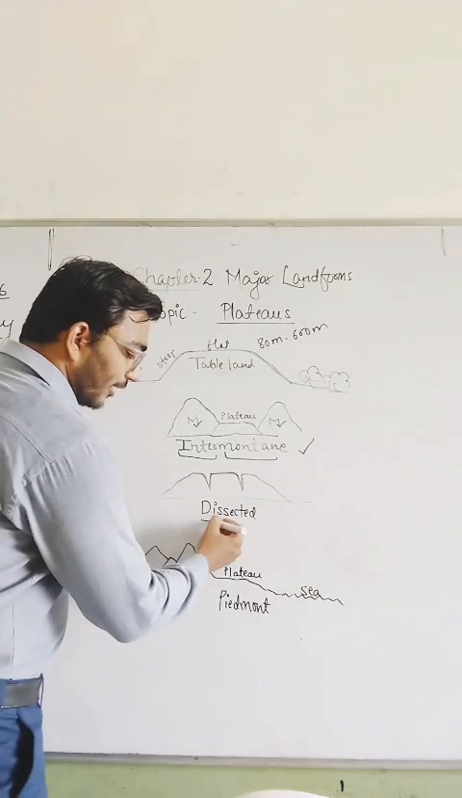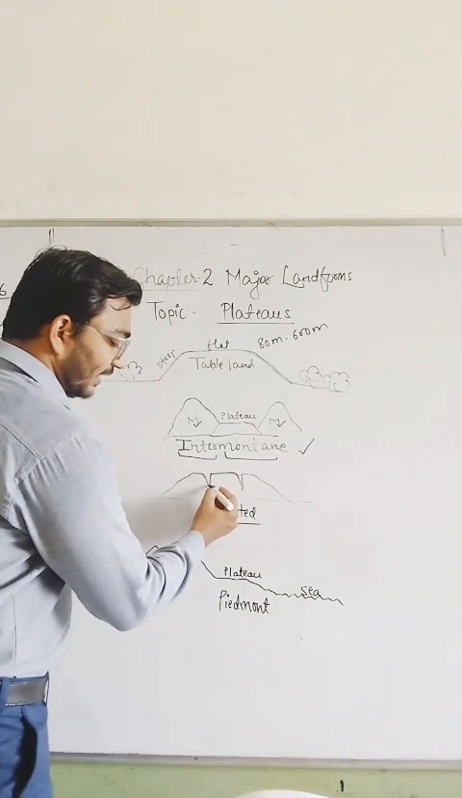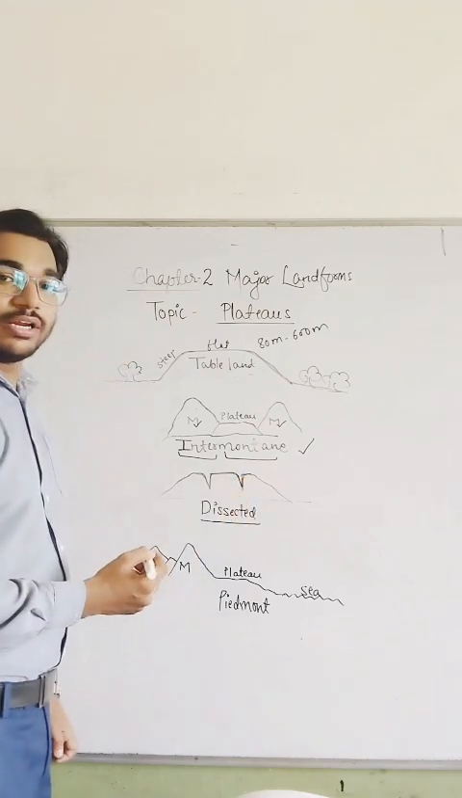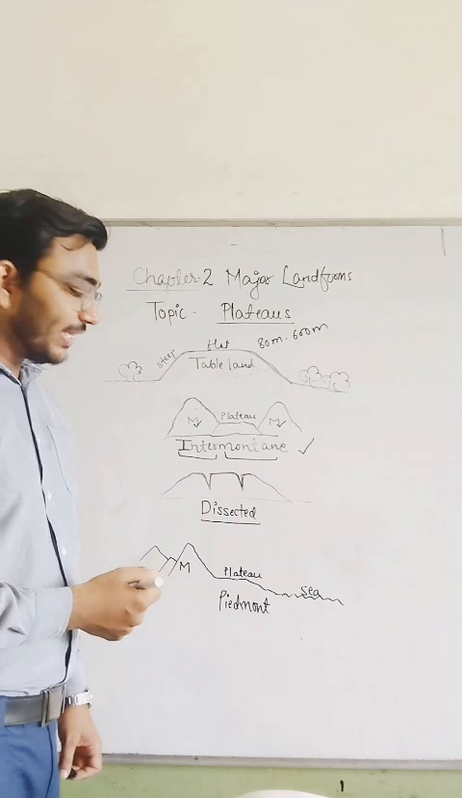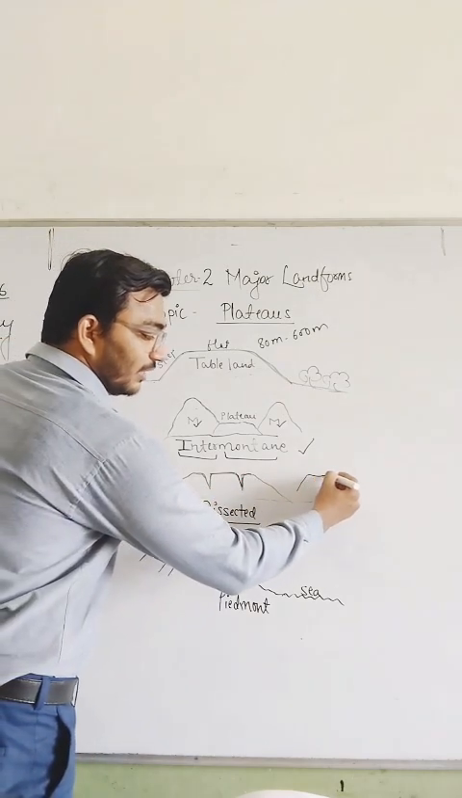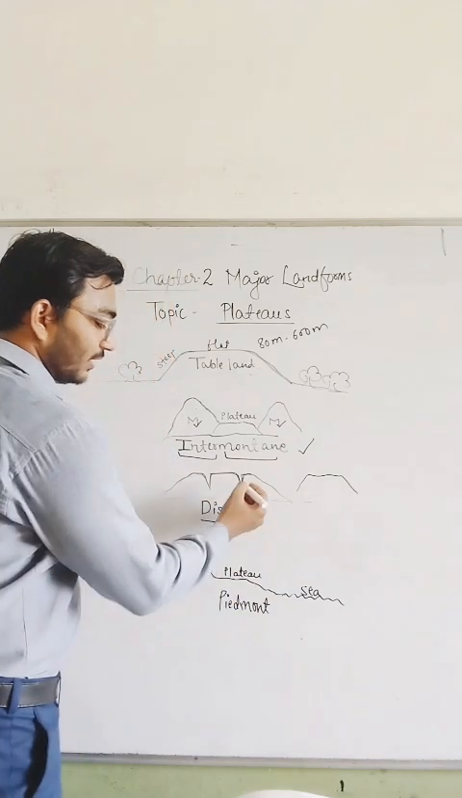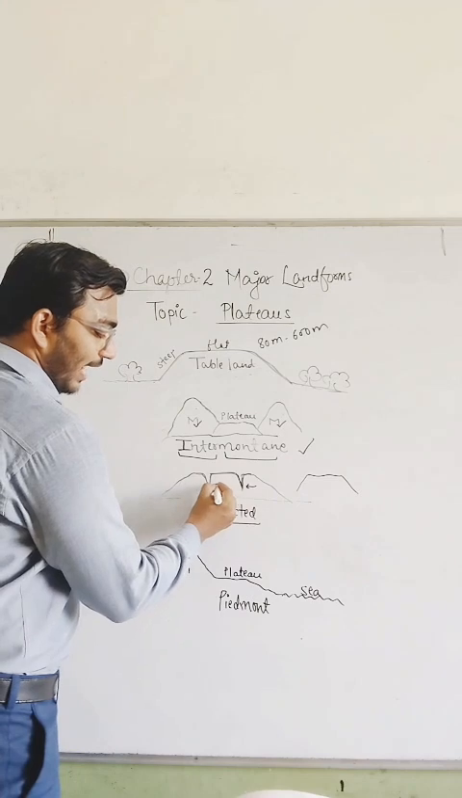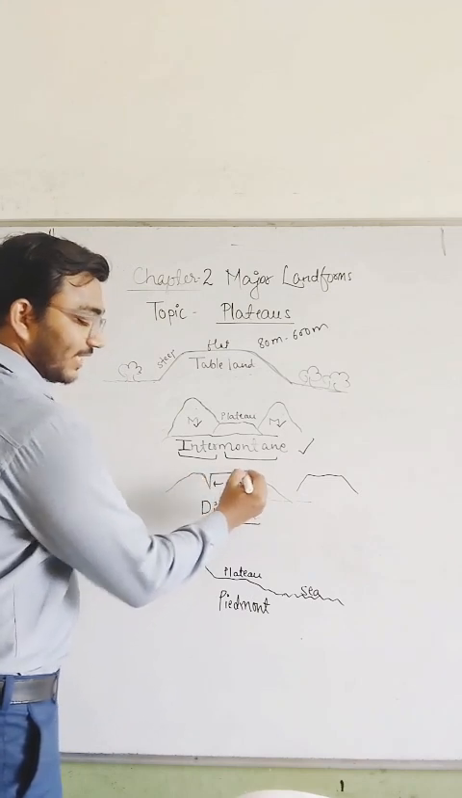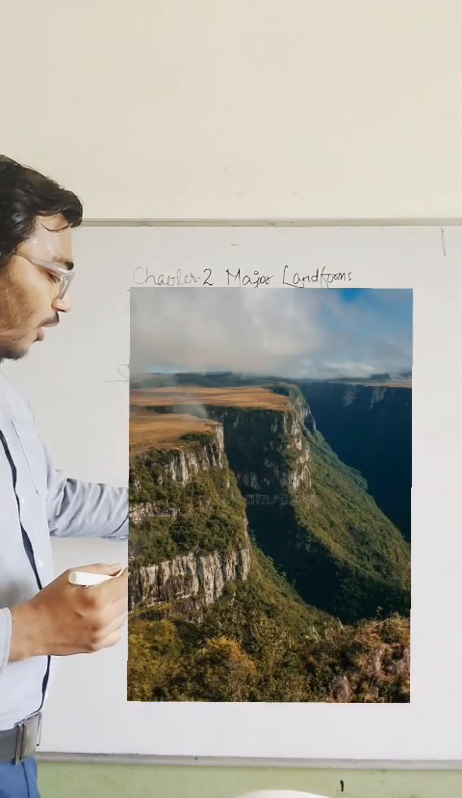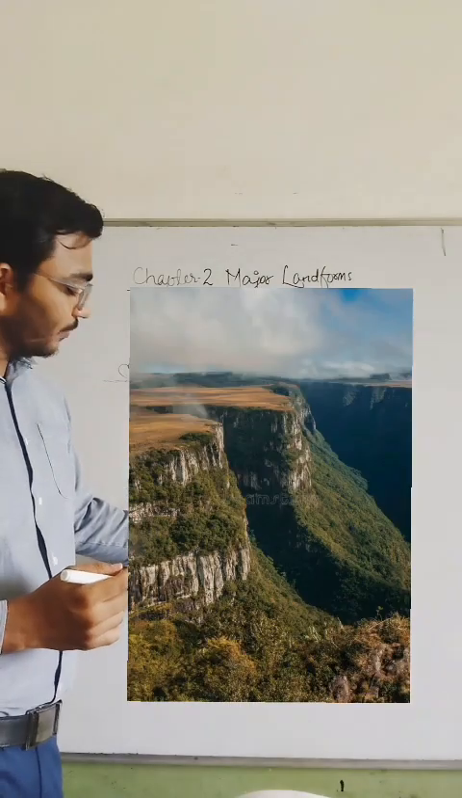Next one is dissected plateau. In the dissected plateau, the plateaus are dissected at a number of sites by the rivers, or eroded by the rivers. You see this plateau? The plateau was originally of this shape, but it is now dissected at this site and at this site. It has been dissected by the river which eroded the plateau and formed the dissected plateau.